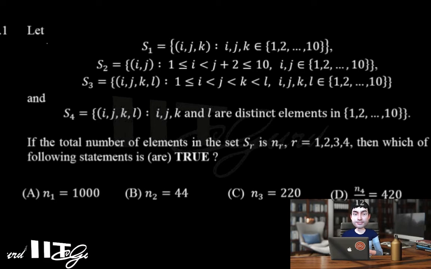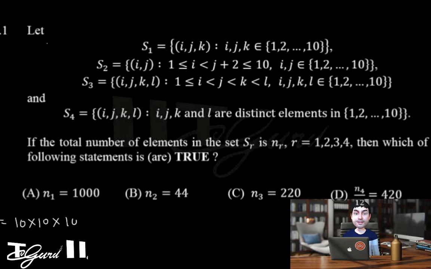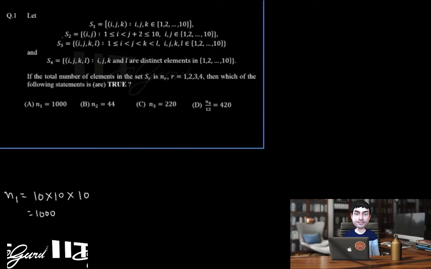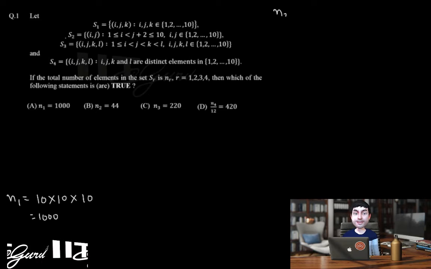N1 we find here. N1 is equal to 10 into 10 into 10, so that is 1000. So undoubtedly this option is correct. For N2, I is always less than J plus 2, and J plus 2 lies between I and J. Let's say this be I.